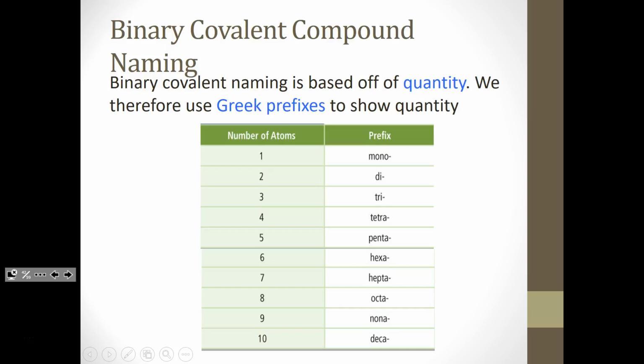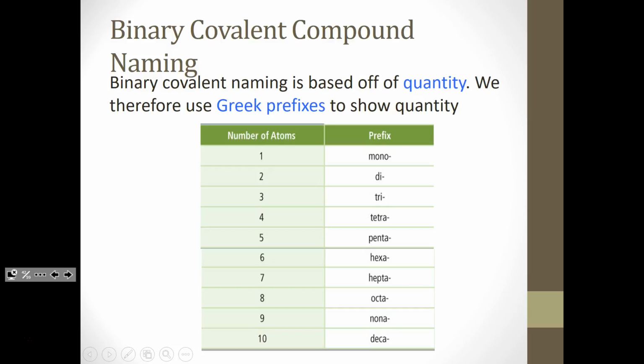So real quickly, I want you to take a look at this list. Obviously, you can have more than 10 atoms in a particular molecule, but for this level of chemistry, you usually won't see more than 10. Take a look at the Greek prefix that goes along with each number. A lot of them are obvious because we've seen them in a lot of ways. For example, 2 is di, 3 is tri, 6 is hexa, like hexagon, 8 is octa, like octagon.